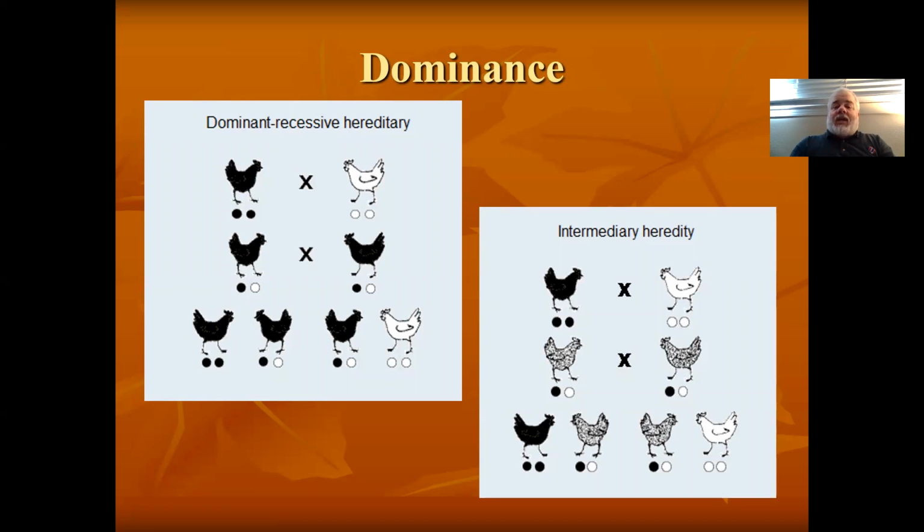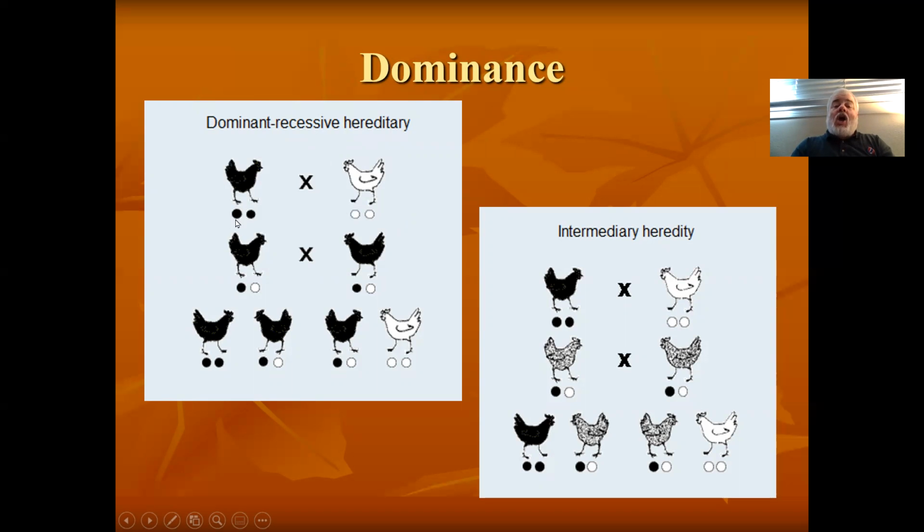Let's look at some genetic traits. There's dominance. Dominance means a gene or an allele, a version of a gene, that is dominant over another version. So for example, in this particular chicken, the black chicken is dominant over the white chicken.